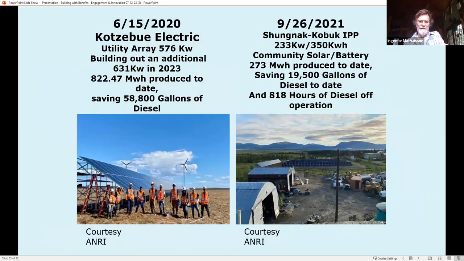In 2020, we had the first community array, kind of. It was a utility array put into Kotzebue, and it has saved 58,800 gallons as of today. They have actually doubled that this year, so they are now at a megawatt of power. It's still a utility array, though. In 2021, we put together the first community solar one, saving now about 20,000. It's 19,500 on the picture there, and has also produced 818 hours of diesel off operation, where we were running two communities, Shungnak and Kobuk combined, about 100 households, totally clean off solar, for 818 hours.